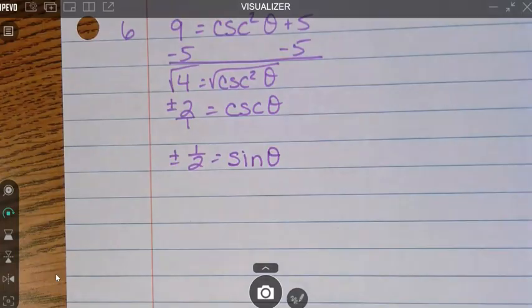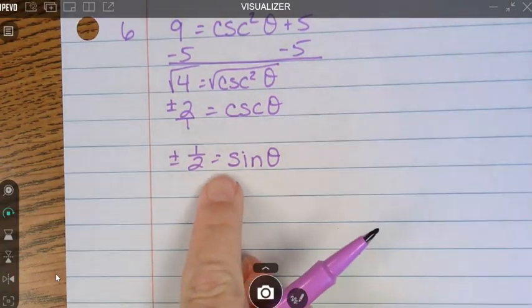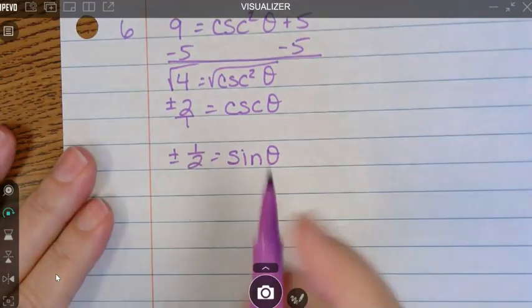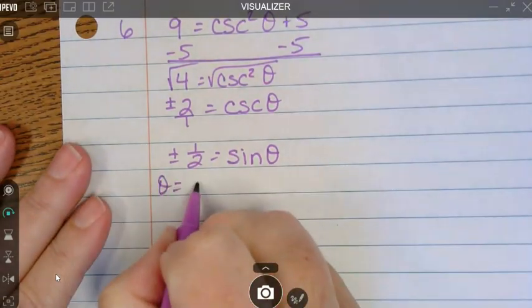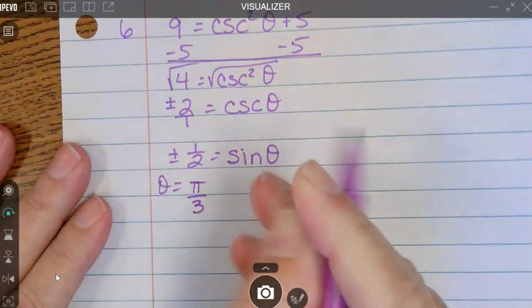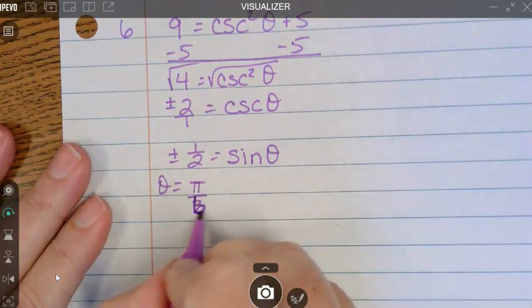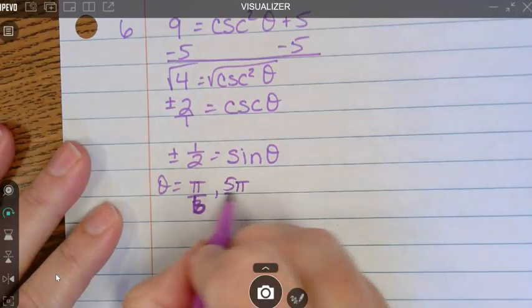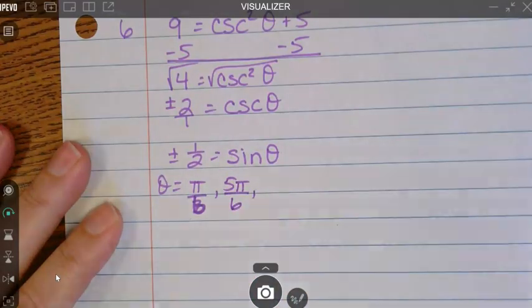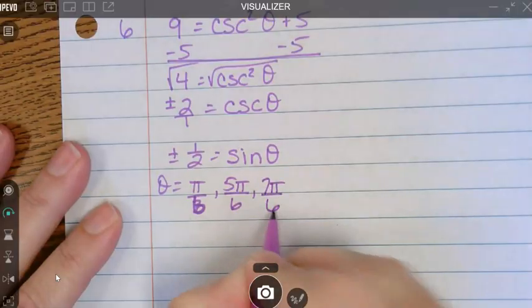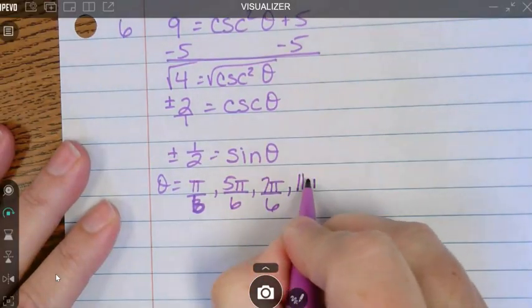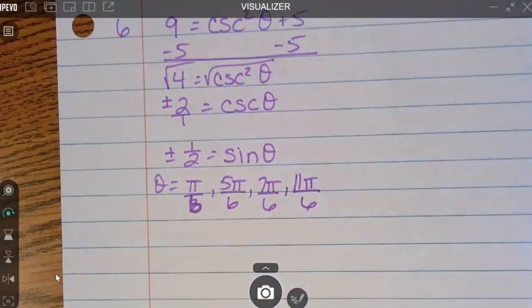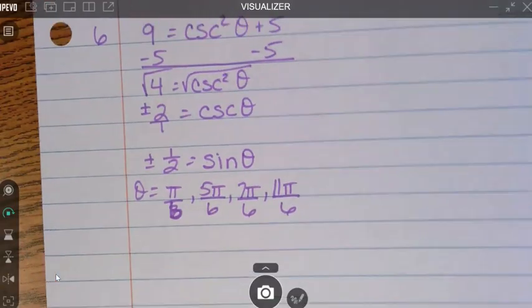So when does sine equal 1/2, regardless of whether it's positive or negative? The answer is going to be pi over 6, 5 pi over 6, 7 pi over 6, and 11 pi over 6. Please remember all of the denominators should be the same.